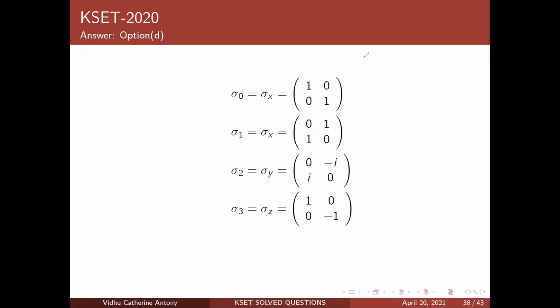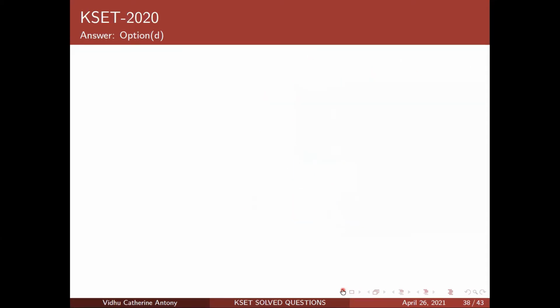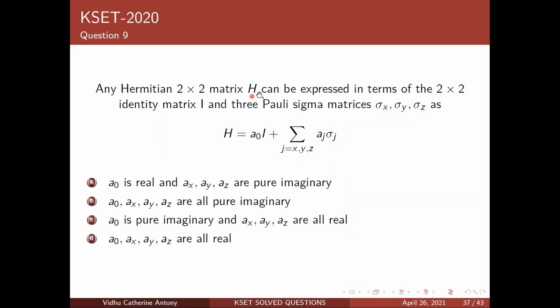Let's do it again. Okay, now what is being asked in the question? Any Hermitian 2 cross 2 matrix H can be expressed in terms of the 2 cross 2 identity matrix and a sum of the 3 Pauli sigma matrices. One of the things that you need to know is that these sigma matrices and this identity that you have here are all Hermitian. So sigma 0, sigma 1, sigma 2, sigma 3, all of these, with this as I, are all Hermitian.